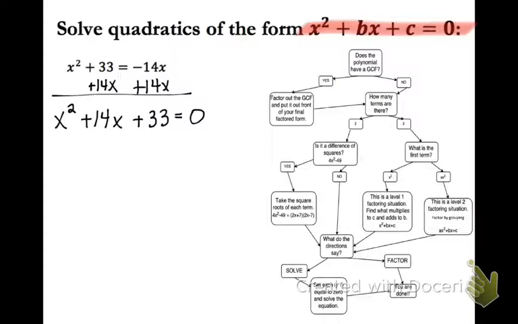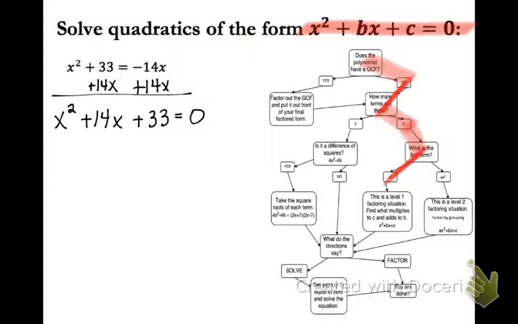Okay, so following our flowchart, does this polynomial have a GCF? No, it doesn't. The first term doesn't have a coefficient, it's just x squared, so there's no number to pull out, and there's not an x in every term. So no GCF. How many terms are there? There's 3 this time. What is the first term? So right now our first term is x squared. We'll get to the ax option in a minute. This is a level 1 factoring situation.